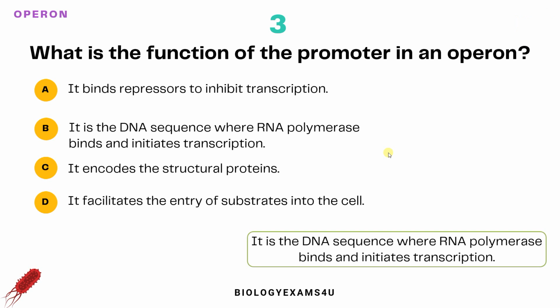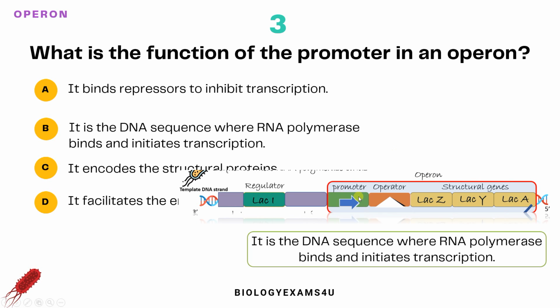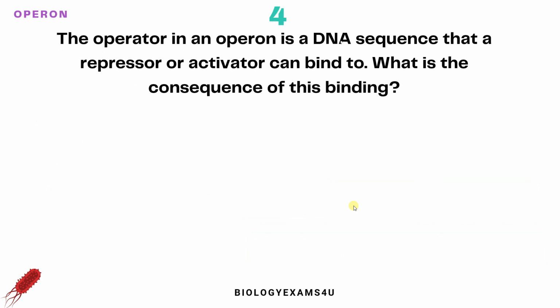The correct answer is promoter is a DNA sequence where RNA polymerase binds and initiates transcription. So this is a promoter where RNA polymerase binds and initiates transcription. Question number 4. The operator in an operon is a DNA sequence that a repressor or activator can bind to. What is the consequence of this binding?